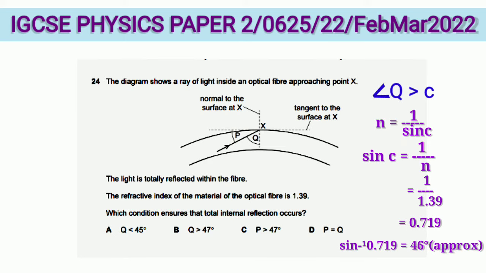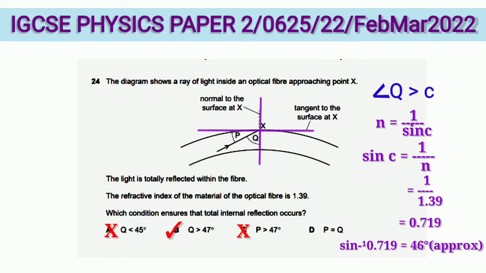Let us consider the options. Option A, Q is less than 45 degrees. It's a wrong option. Option B, Q greater than 47 is a correct one. Option C, P greater than 47. Now here angle P and Q are formed between normal and tangent, so together they make 90 degrees. If P is greater than 47, then Q will be less than 43. And we want Q to be greater than 46. So C is a wrong option.